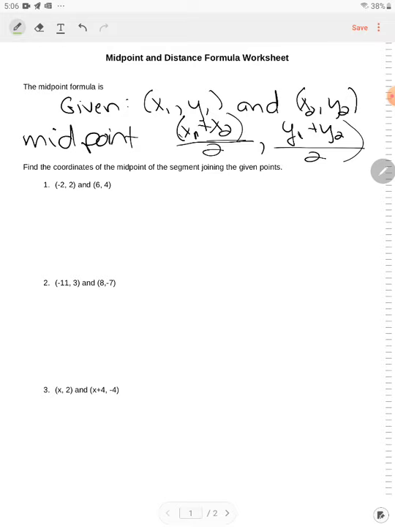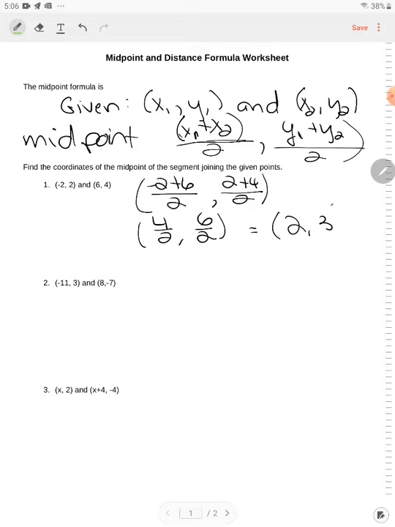Okay, so to find the coordinates of the midpoint of the segment, we are going to average -2 plus 6 divided by 2, comma 2 plus 4 divided by 2. That's 4 divided by 2, 6 divided by 2, which is 2, comma 3.